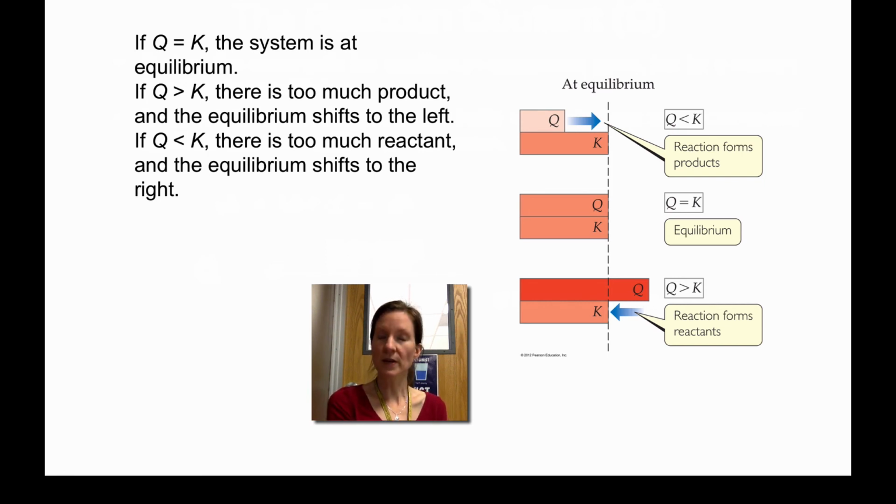So if Q is bigger than K, we're going to shift to the left towards the reactants. And if Q is smaller than K, we're going to shift towards the right, towards the products. That's really it in terms of this concept. What we will do with this is apply it to math.